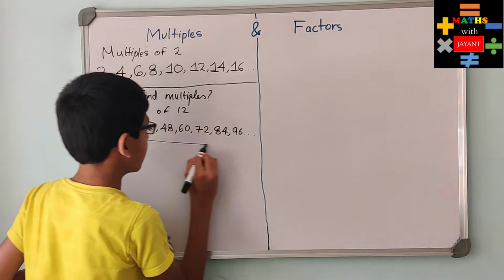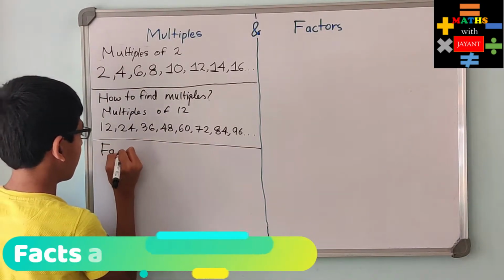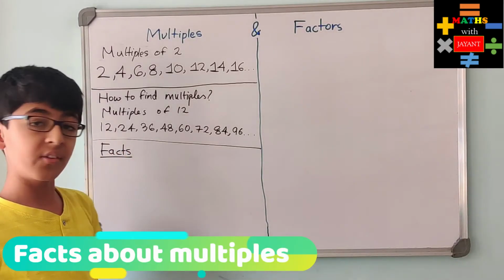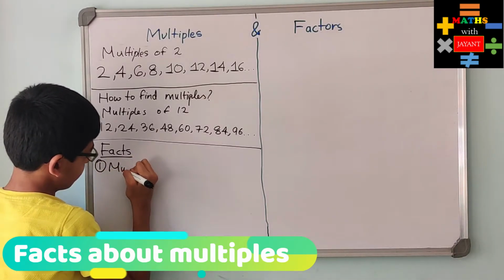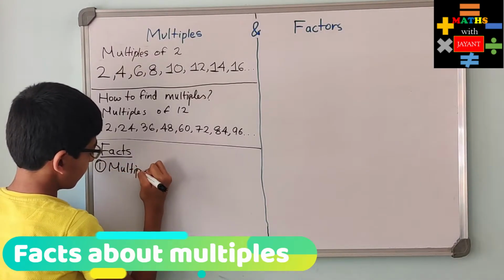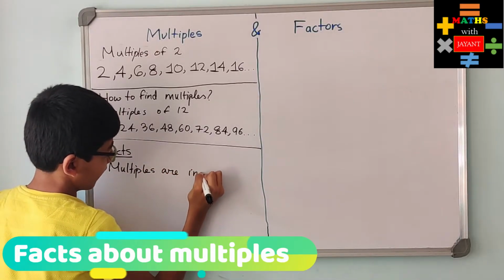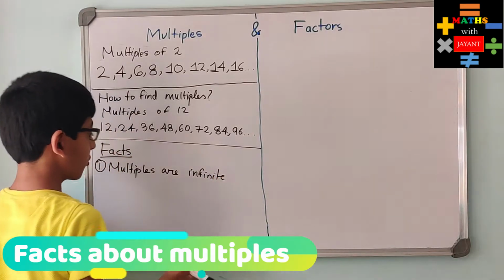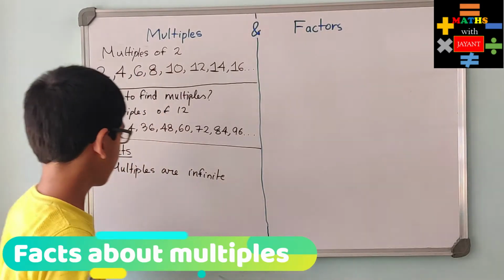Now let us learn a few facts about multiples. The first thing that we should know is that multiples are infinite. They never end, they keep continuing. So we cannot say that this is the largest multiple.